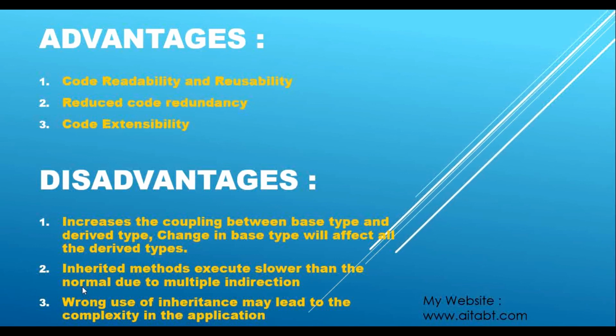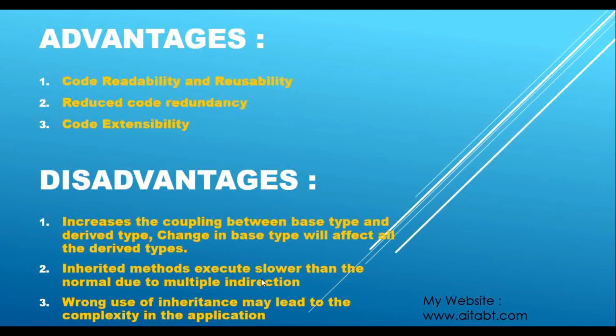And what does the second point say? Inherited methods execute slower than normal due to multiple indirection, and that we have also seen: as soon as you make the derived type object, that derived type object first invokes the base class constructor, and that's how there is an initialization of fields. So there is multiple indirection. That is why inherited methods execute slower than normal due to multiple indirection.